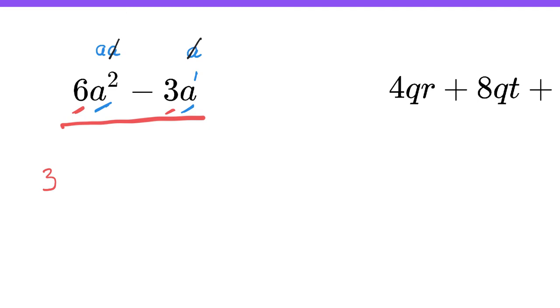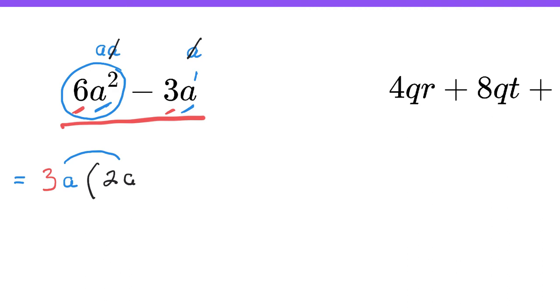So if we take out the 1a, we are taking out the smallest common variable. And then we are left with 6 divided by 3 is 2, and a squared divided by a is a. We do that because we understand that every line of math must equal the one above it. So if we were to multiply 3a by 2a, we would get right back to our 6a squared.